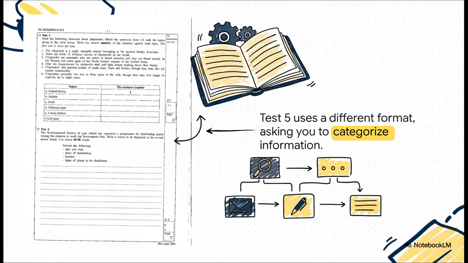But comprehension isn't always about these big historical stories. Take a look at test 5. It uses a totally different format. You get 6 little facts about chipmunks, and your job is to sort them into the right categories. Like, is this about their habitat or their food? This is testing something just as important, how well you can organize information.